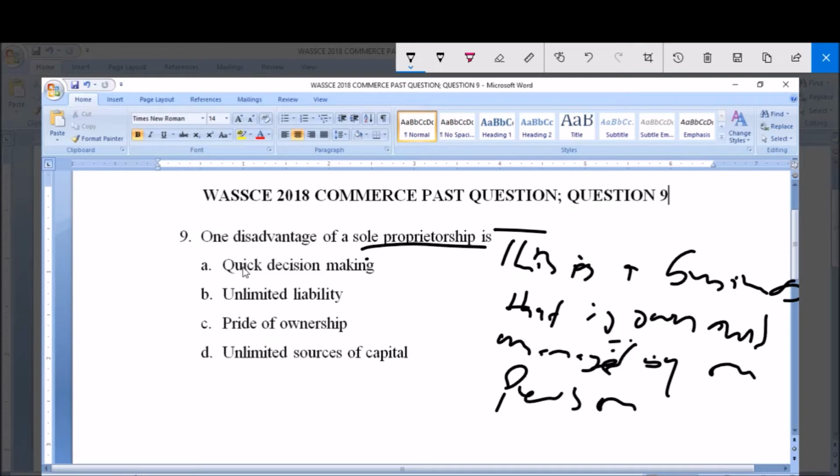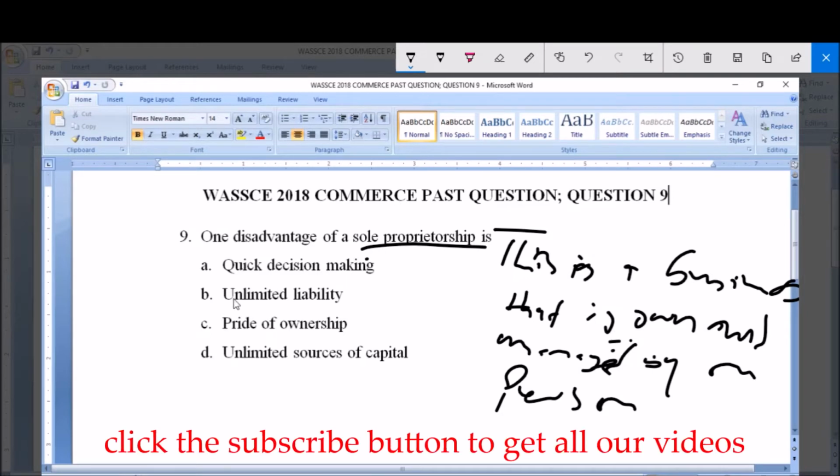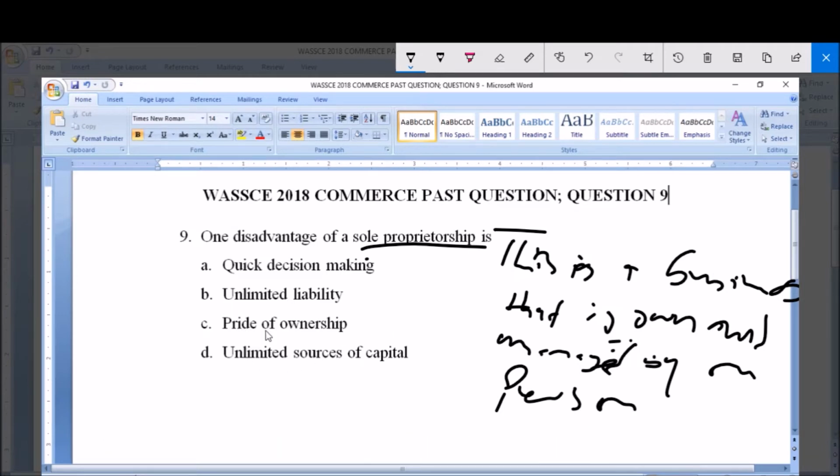Option A, quick decision making. B, unlimited liability. C, pride of ownership. D, unlimited resources of capital. The correct option here is option B, unlimited liability.